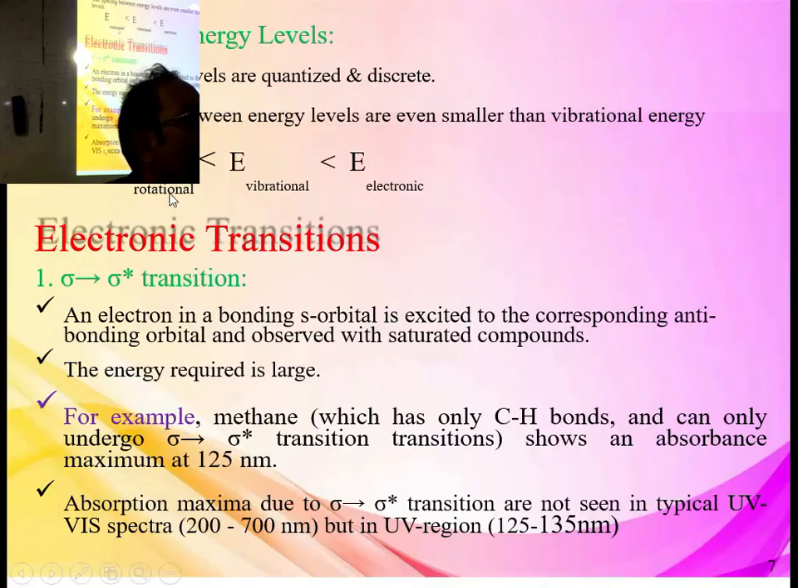Rotational energy is very small. It is falling in the microwave. Vibrational energy is comparatively higher. It is falling in the IR, infrared. And electronic transition energy is highest. It is falling in either the ultraviolet or visible.